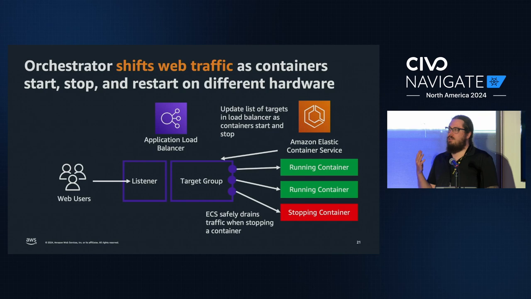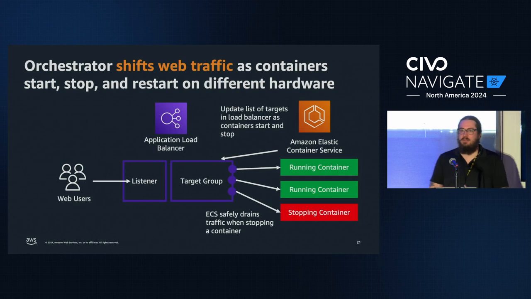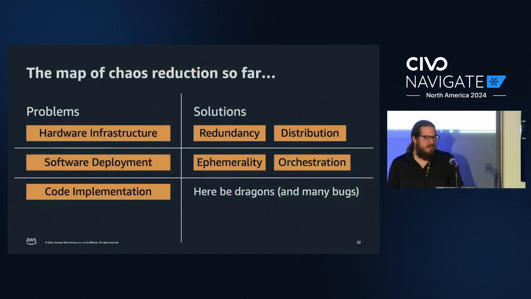It even goes to the extent of draining traffic safely whenever it's stopping a container. So we know that a container is about to be stopped, perhaps as part of a scaling-in process. What we can do is adjust the load balancer to stop sending new traffic to that particular target, wait for any traffic that's currently in flight to that target to finish being served, and then shut down the container. That way you get zero downtime. You're not going to be dropping requests as part of scaling in or adjusting the number of containers that you're running. So here's the map of chaos reduction that I've discussed so far.